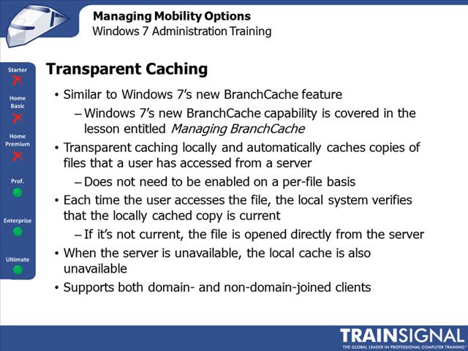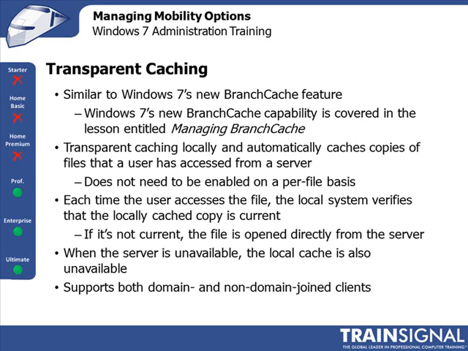Transparent caching locally and automatically caches copies of files that a user has accessed from a server. You don't need to do this on a per file basis like you do with offline files. Basically, once you've decided that you're going to transparently cache something, it just happens. The user doesn't have to do anything. Each time the user accesses the file, the local system verifies that the locally cached copy is the current copy of the file. If it's not, the current copy of the file is opened directly from the server.